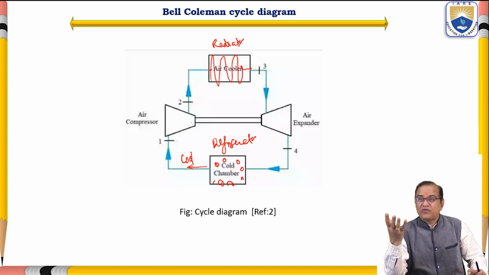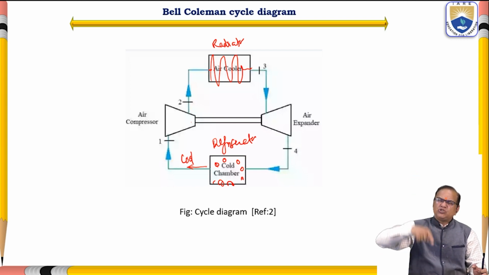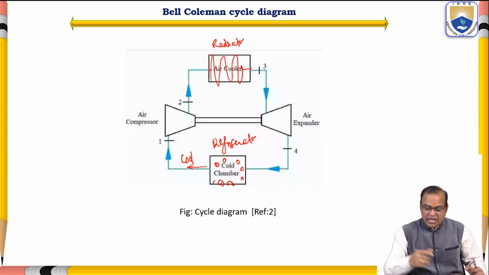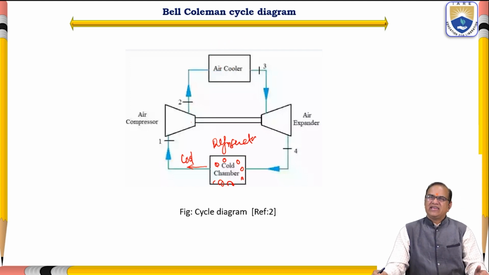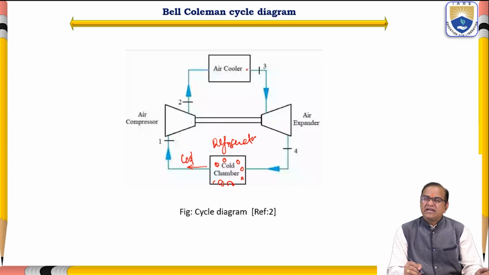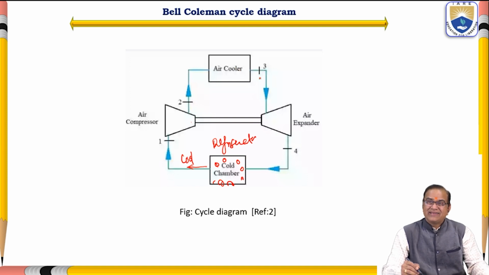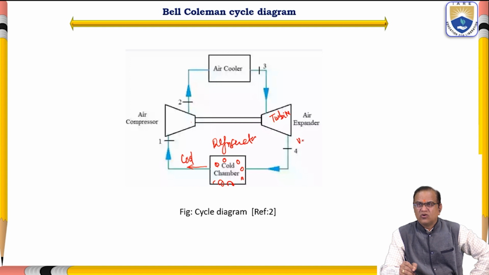If you see your fridge, behind the fridge you have a lot of pipes, tubes are there. These tubes are your air cooler. And in the vehicle we call it a radiator. So here some heat is taken out, cooled at the same constant pressure, and this is entering the air expander, and this is like a turbine. A small turbine is used, and here the temperature is further reduced, and here it is very, very cool.